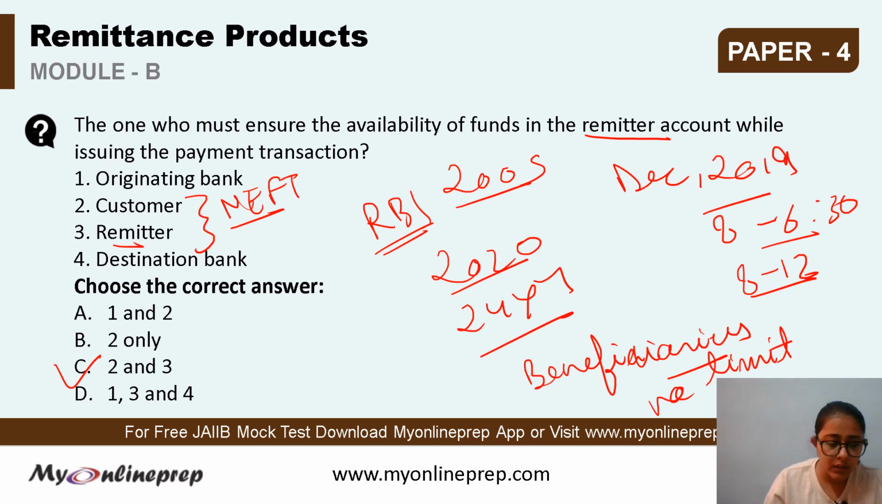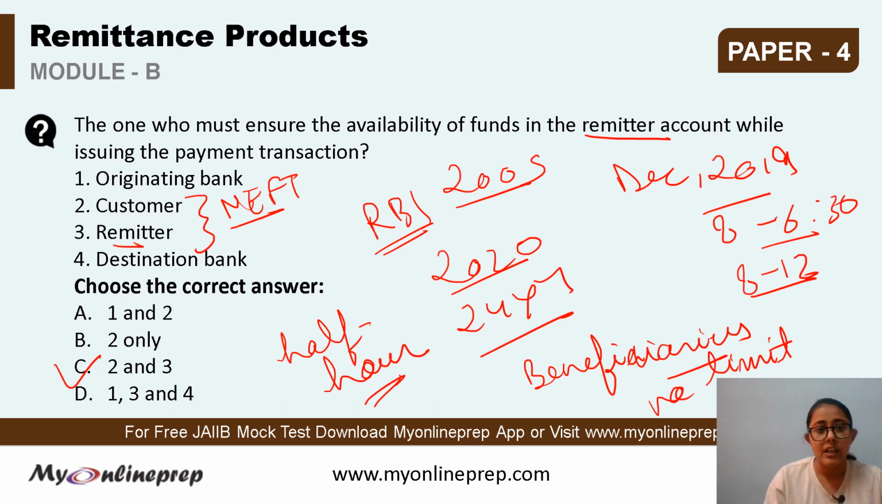And according to the RBI guidelines, the payments that are made via NEFT are processed and settled in batches of half an hour. So these are the basic changes that have been made in the NEFT payment by RBI starting from 2020. Okay, let's move on to the next question.